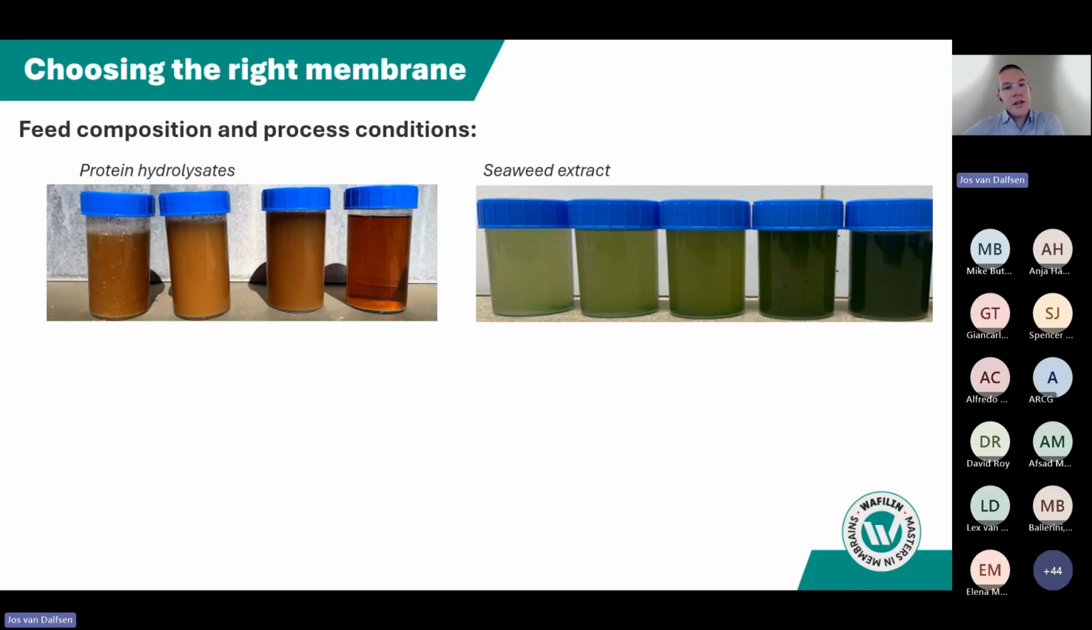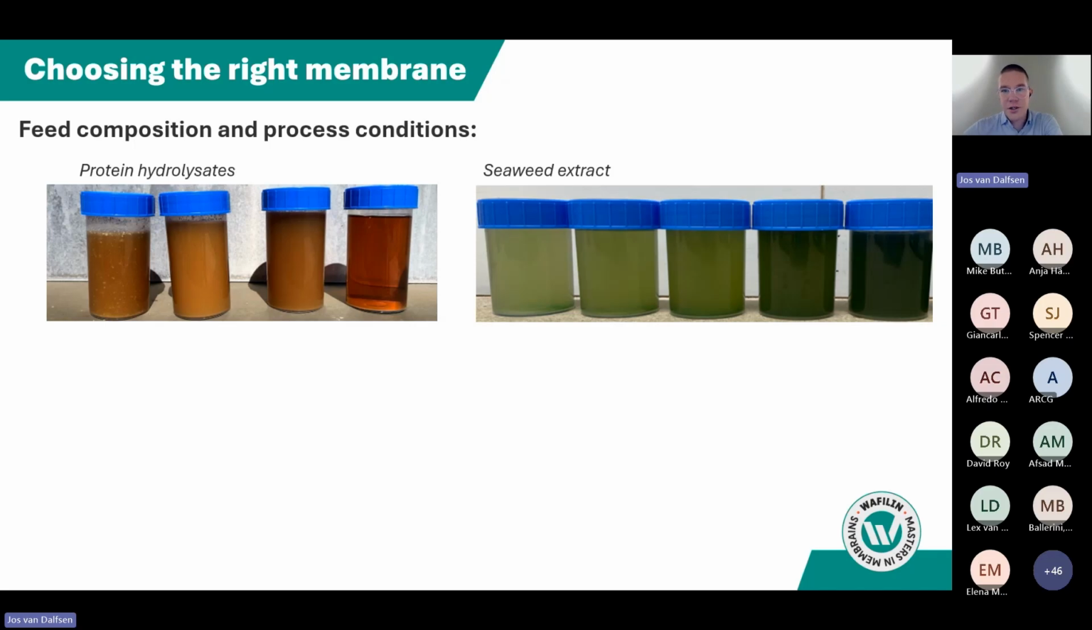Because the industry that we are targeting is the food, beverage, and dairy industry, and we are dealing with a lot of different feed streams. So it can be protein hydrolysate, so typically high temperature products that you see in the left picture, 80, 90 degrees Celsius, and there we have to clarify the stream and remove fat residues in this product to get a clarified hydrolysate. That's on the right bottom bottle in this picture. And there we often choose to select a ceramic membrane.